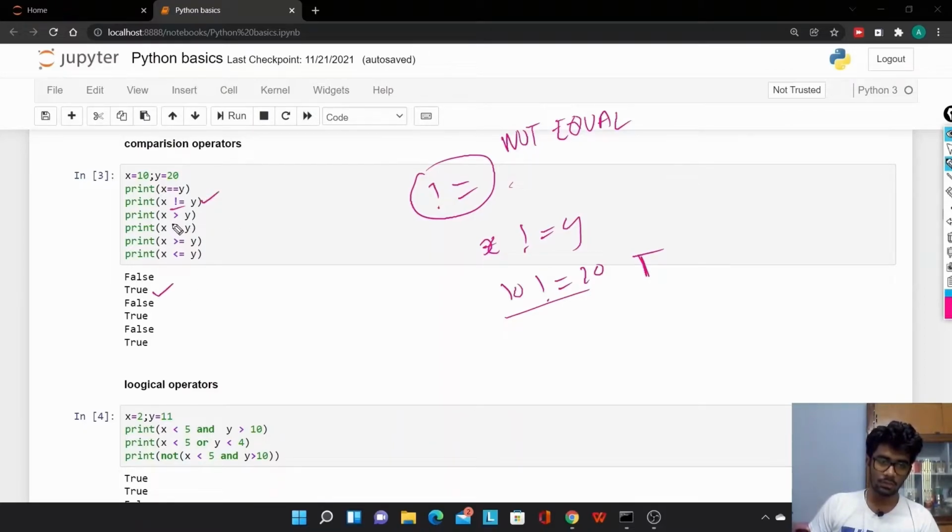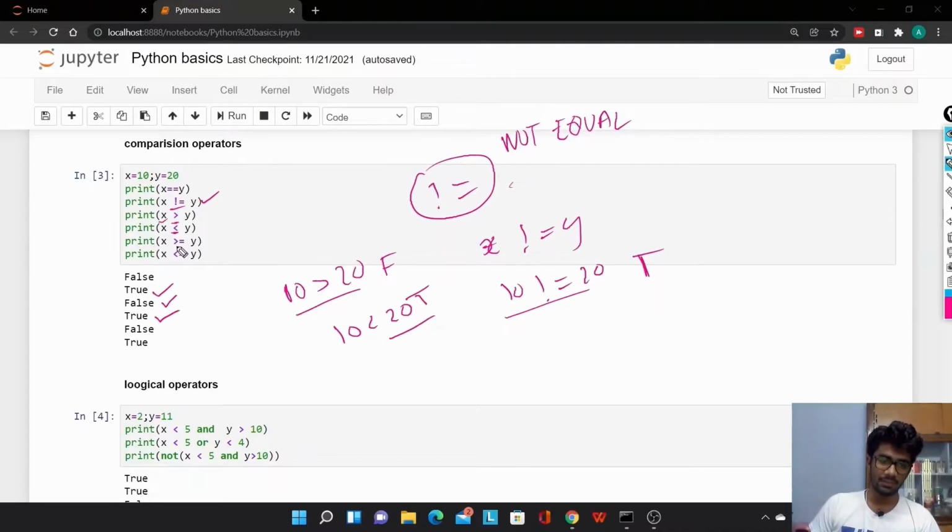So that's the reason we are getting the output as true. And now we all know this operator, right? That is greater than, which is used to say that the left side value is greater than the right side value. The left side value, that is x, 10, greater than y, that is 20, is a false statement, right? Because 10 is less than 20. So that's the reason we are getting false. Whereas we can see the less than operator. When you say x less than y, that is 10 less than 20, we can say that this is true because 10 is less than 20. So that's the reason we are getting true here.